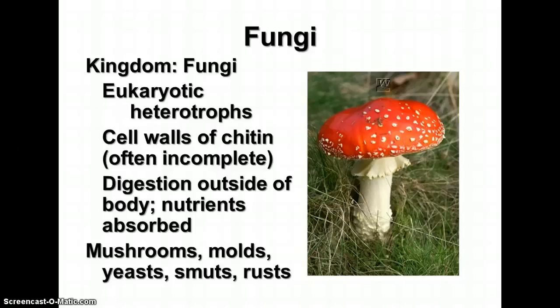The cell walls between the cells are often incomplete, which means that even though they're separate cells, there are interconnections between the cells. An interesting and unique thing that happens in kingdom Fungi is that they secrete enzymes to digest what they're consuming outside their body and then absorb the nutrients. The fungi kingdom includes mushrooms, molds, yeast, and plant parasites like smuts and rusts.